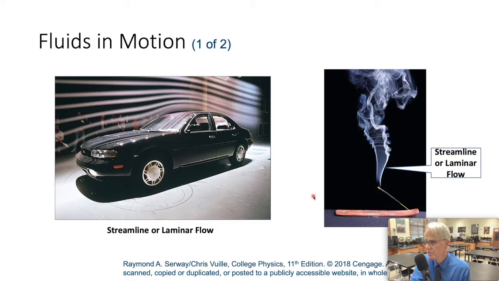Here's another example. Let's say smoke rising from incense or a candle. At the bottom, we have streamline or laminar flow. And notice what happens up here. This is what we'll call turbulent flow. Above a certain velocity, or under conditions that can cause an abrupt change in velocity, the fluid flow becomes very irregular. These are sometimes called eddy currents. And they're a characteristic of turbulent flow, as we can see here.